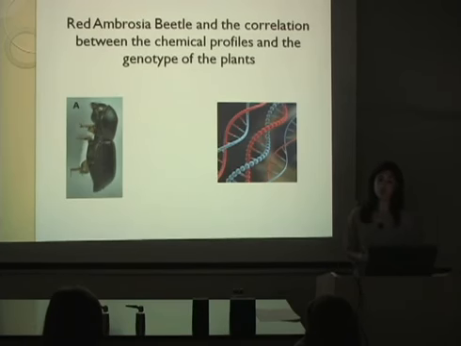So right now, the main focus is on avocado because of the presence of this beetle. The second project that's going to go on at the USDA in the future is the correlation between the genotypes of the plants and their chemical profiles. So we want to find out if there's any relationship between the genotypes of the avocado cultivars and their chemical profiles.